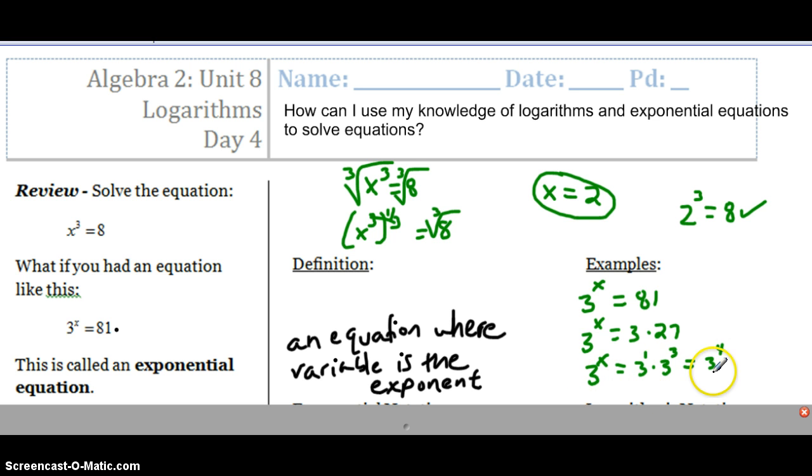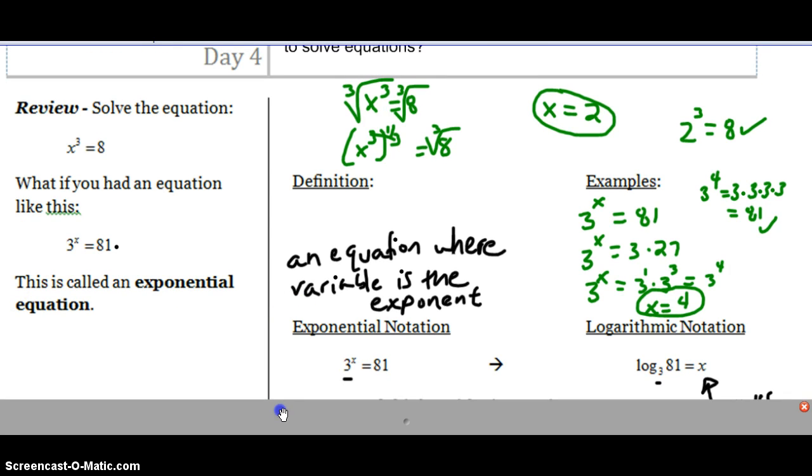So anytime we have the same base and it's an equivalent statement, our exponents would have to be equal. So our x would be equal to 4. And we can check that. 3 to the fourth power means 3 times 3 times 3 times 3. And if we check that, that is equal to 81. So this one's not too hard with our knowledge of perfect cubes, but we have another way to solve them if it's not a perfect fourth root or cube root or square root, and that is with logarithms.